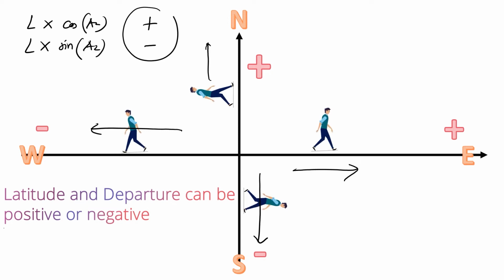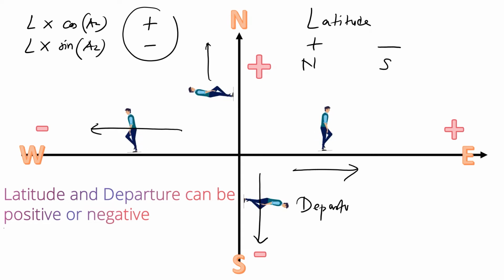Okay, so latitude can be positive or negative. Positive means north, negative means south. And again, departure can be positive or negative. Positive means east, negative means west. So this is how we classify the latitude and departure into plus and minus into their respective directions.